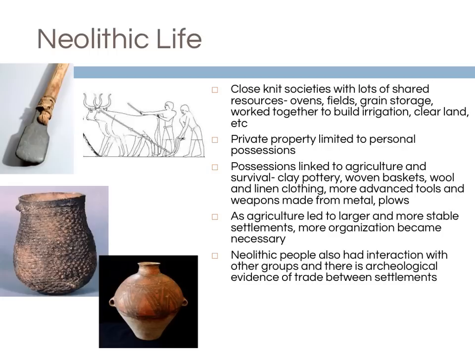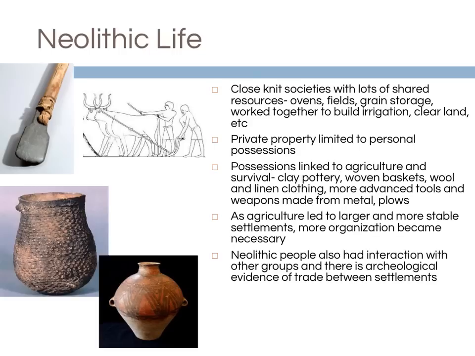So in the beginning of Neolithic times, society stayed very close like they were in Paleolithic times. So there were a lot of shared resources. So things like ovens, fields, storage buildings for grain, working together to clear land and build irrigation systems. All of those things happened communally. Like initially, when people started farming, it wasn't like we see today where we're going to build a fence. This is my field. This is your field. The whole community worked together to accomplish these things. And private property was initially limited to just personal possessions like your clothing and just a few limited items.